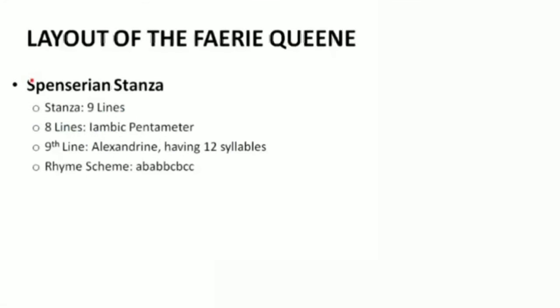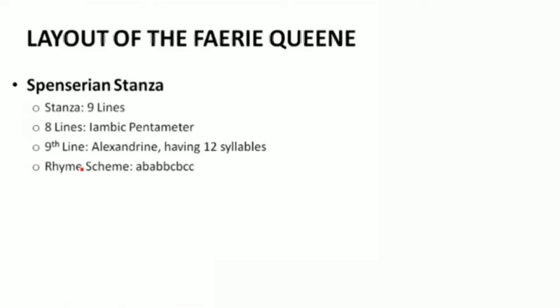If we have a look at the layout, he has written it in Spenserian stanza. Each stanza consists of 9 lines. First 8 lines are written in iambic pentameter. I repeat once again, iambic pentameter is a meter in which there are 5 feet, the first unstressed and the second stressed. Feet refers to the pair of syllables. So there are 10 syllables in iambic pentameter, and the pattern is the first is unstressed and the second syllable is stressed, and there are 5 feet.